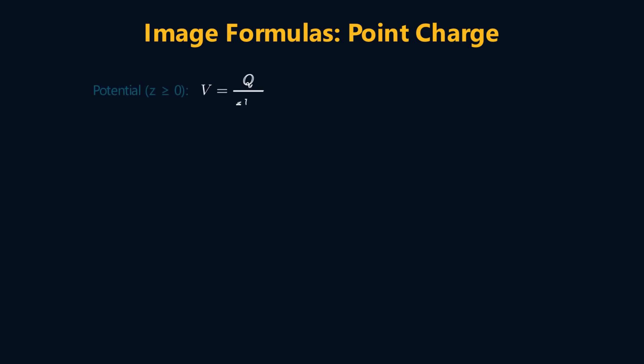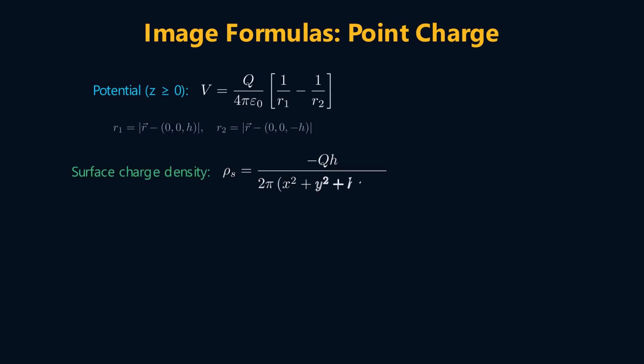For the point charge q at position (0, 0, h) above the grounded plane at z equals 0, the image is negative q at (0, 0, negative h). The potential anywhere above the plane is V equals q over 4 pi epsilon 0 times the quantity 1 over r1 minus 1 over r2. Here r1 is the distance from the real charge and r2 is the distance from the image. Below the conductor, V equals 0.